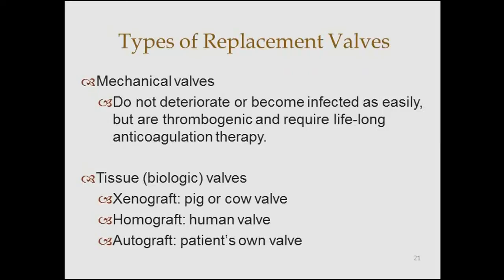Why? Because cow valves and pig valves are roughly the same size as human valves, and they're tissue, so they can easily be sewn in to the patient's existing area inside the heart, and they usually fit very well. Okay? So why would we do one over the other?